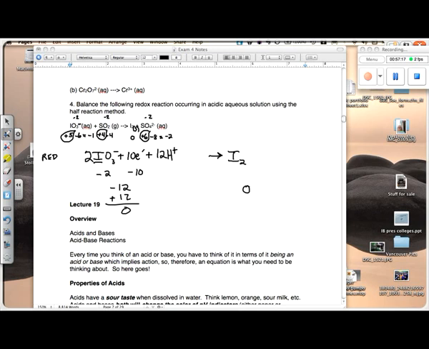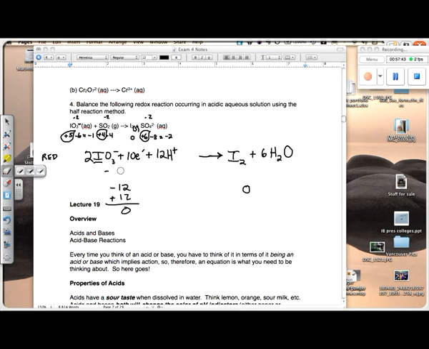All right, now let's look at hydrogens and oxygens. I have 6 oxygens on this side. 2 times 3 is 6. I have none on this side. I'm going to add 6 waters. And 6 times 2 is 12. 12 hydrogens, 12 hydrogens. We've done everything correctly. And that's the reduction half reaction.